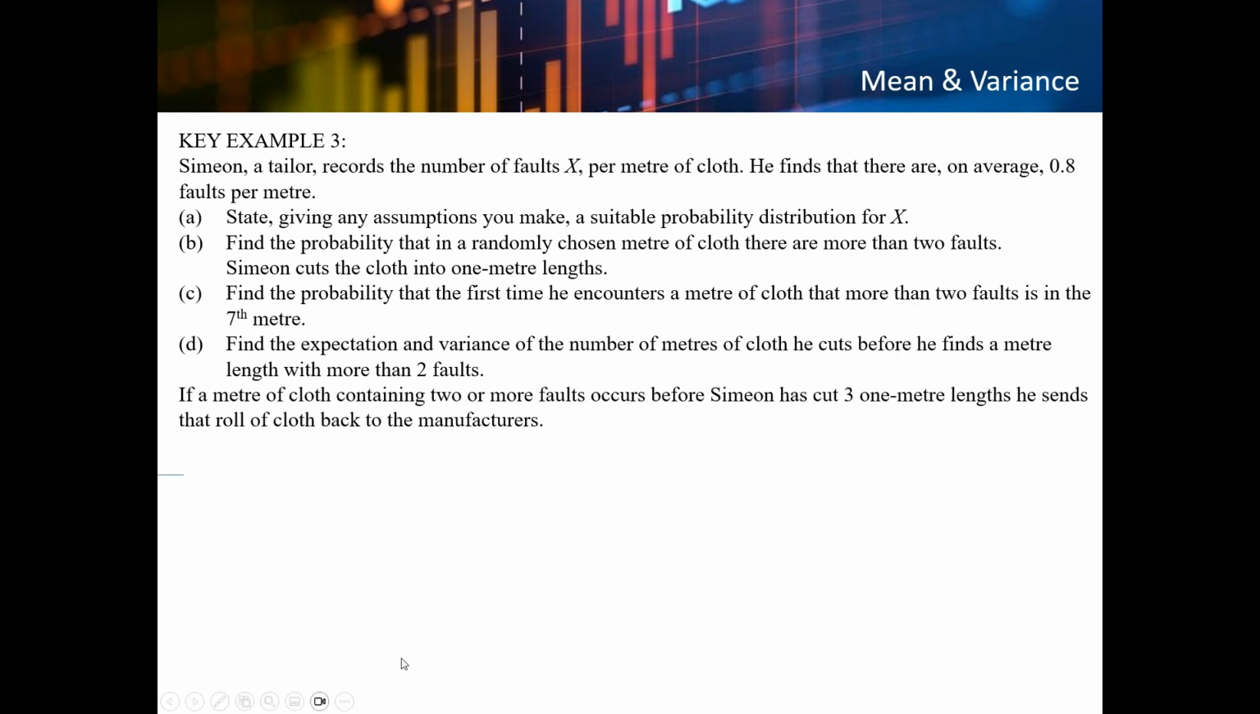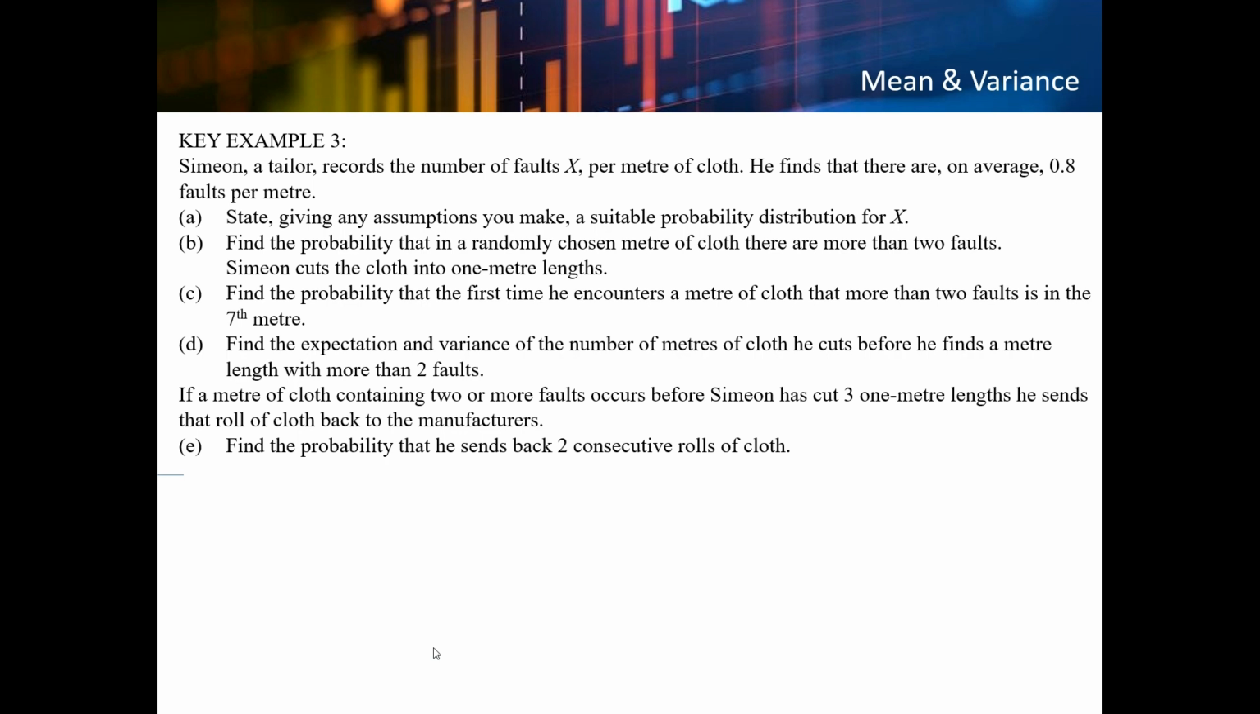Right, part E says if a metre of cloth containing 2 or more faults occurs before he has cut 3 1-length metres, he sends a roll of fabric back. So here he is, he's just gotten a new roll of fabric, he unrolls it and he starts cutting these fabric metres up. If he finds these bolts of cloth with more than 2 faults in them before he's really gotten anywhere into that roll, so before the first 3 metres, he's going, look, this particular bolt that you've sent me is rubbish. Take it back. We want to find the probability that he sends back 2 consecutive rolls of cloth.